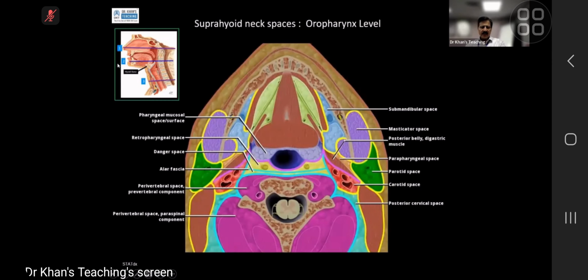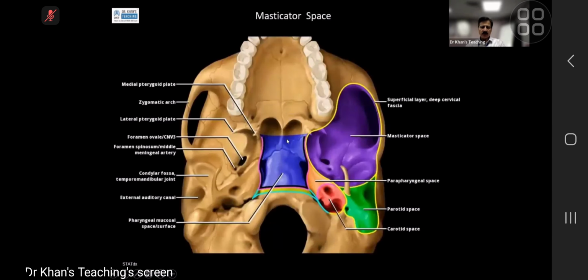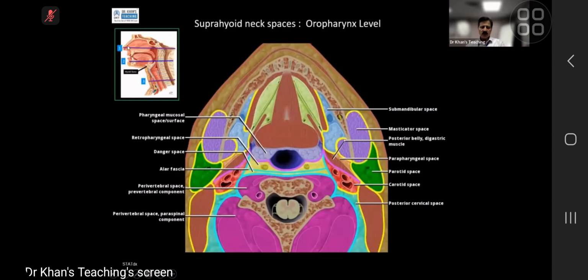If we come slightly inferiorly, this slice was at the level of nasopharynx. The slice which is number one here was the nasopharynx. Now we are going through the oral cavity, through the tongue. We are still in the suprahyoid neck. So if you see here, the landmark is the tongue. And you can see the anatomy changes, and this is the oropharynx.